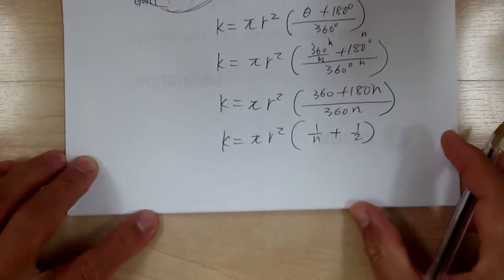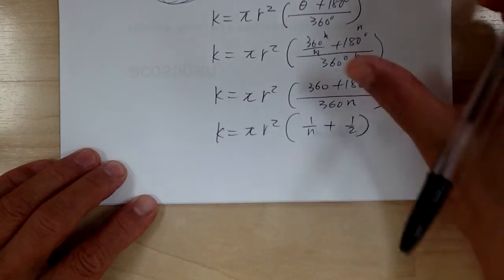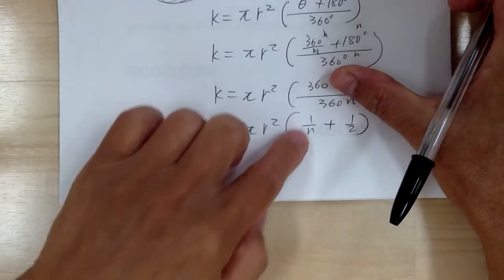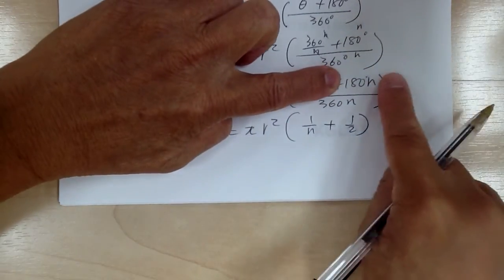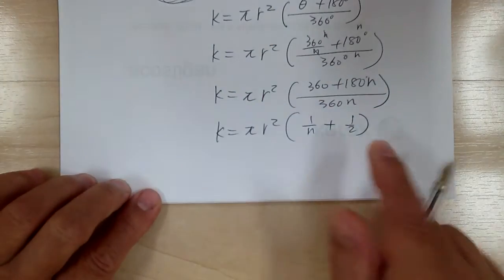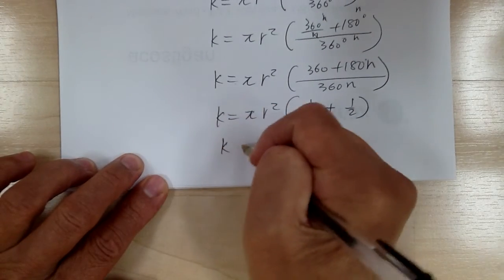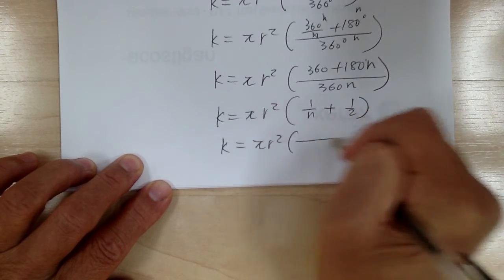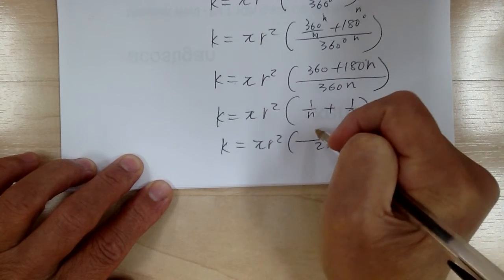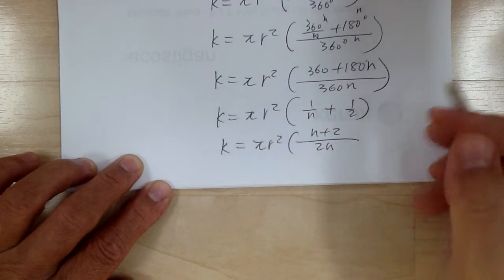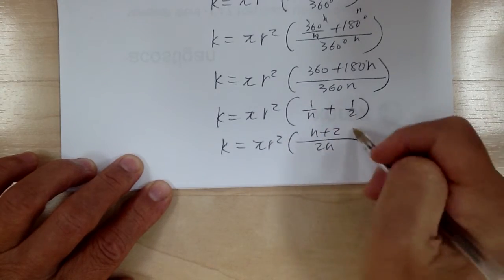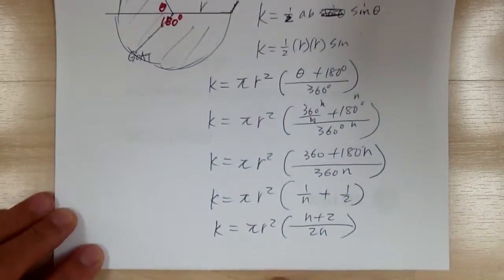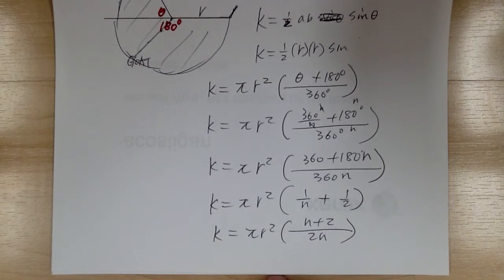So again, just separate the terms. The first term would be 1 over N. The second term, this cancels, would be 1 over 2. And if you want to combine them the other way, you can make a common denominator, so it'd be n plus 2 over 2n. And so that's it for this one.